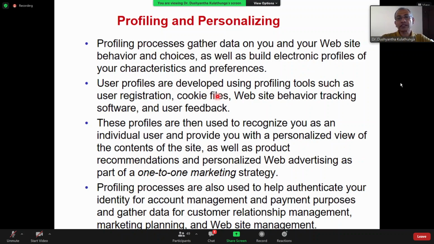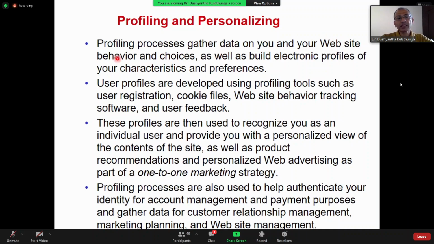Another option is cookie files and also website behavior tracking software. Now, these two will do the same thing. Now, there can be different tools utilized, identified as cookie files or website behavior tracking software. So they can be used to determine or identify the behavior of individuals on the website, and the choices that they made on the particular website.